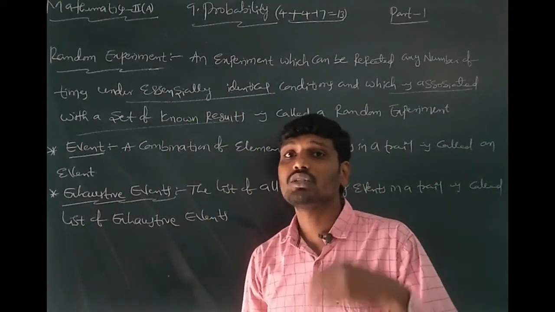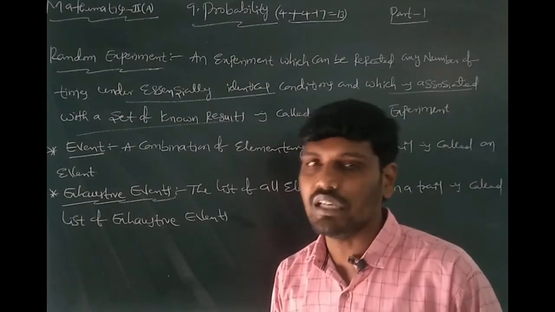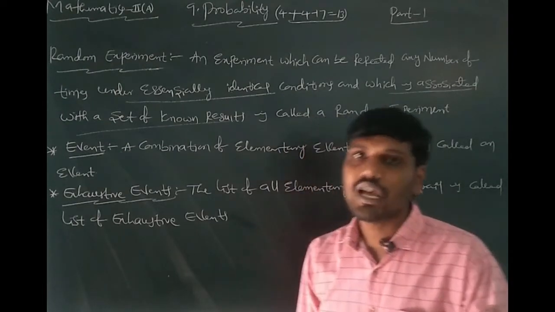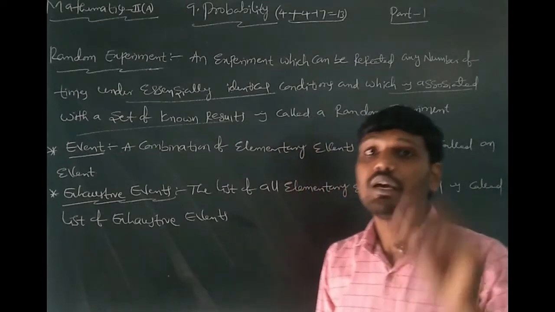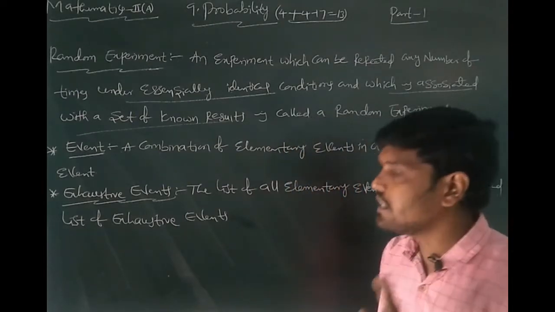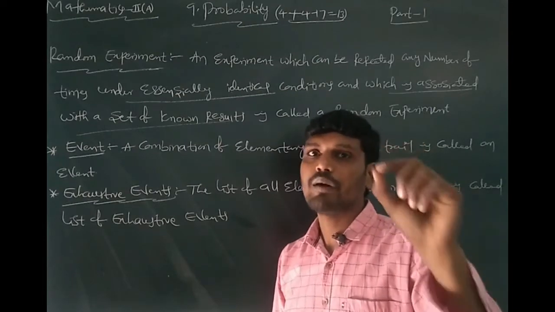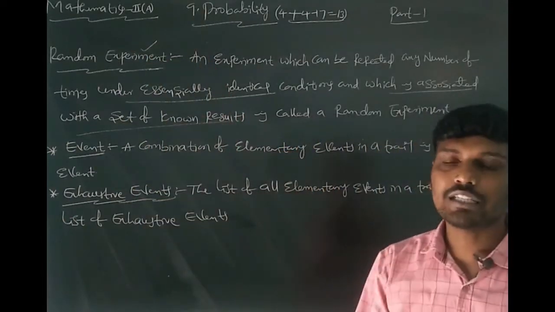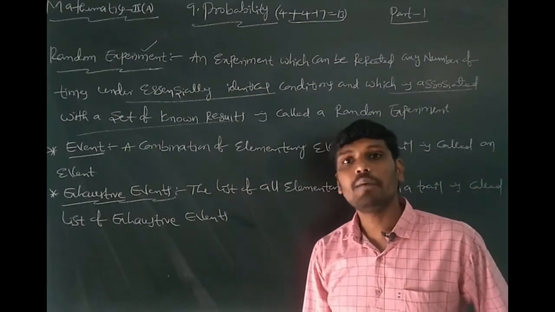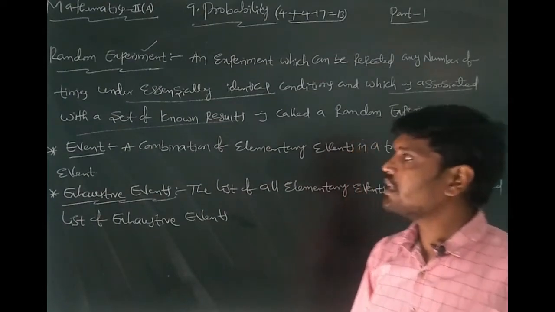You know the results, and you can do that experiment any number of times, but only under essentially identical conditions. That experiment is called a random experiment. After that, the second one.